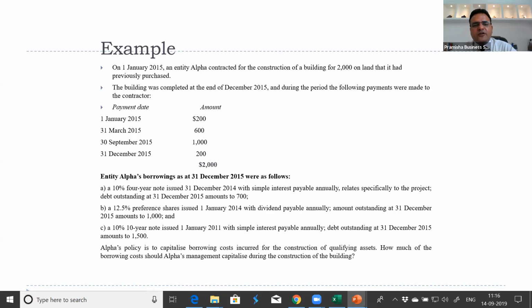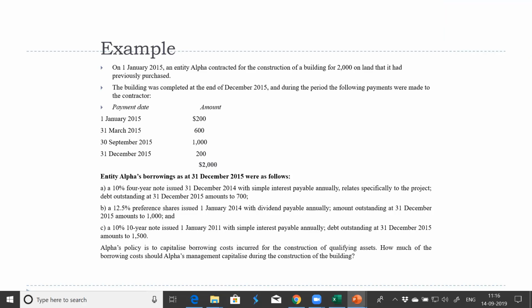On this asset, we used only 200. So we will capitalize only in relation to 200 for this project. 200 we use for 12 months. 600 we use for 9 months. 1000 we use for 3 months. 200 we use on the last day. So whatever money we are using on this project, only that is eligible for capitalization, not all the borrowing cost. We cannot use this loophole that since we are allowed to capitalize all the costs, whatever funds we have borrowed will add up into the cost of making this asset. No, we cannot. Only the funds which are being incurred and used on this project.